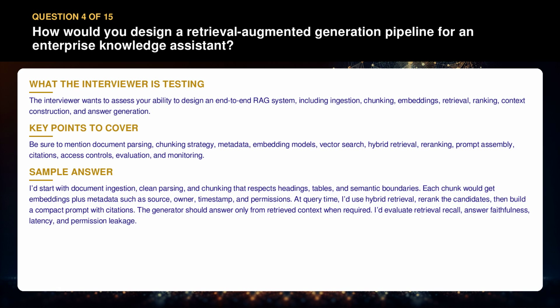I'd start with document ingestion, clean parsing, and chunking that respects headings, tables, and semantic boundaries. Each chunk would get embeddings plus metadata such as source, owner, timestamp, and permissions. At query time, I'd use hybrid retrieval, re-rank the candidates, then build a compact prompt with citations. The generator should answer only from retrieved context when required. I'd evaluate retrieval recall, answer faithfulness, latency, and permission leakage.